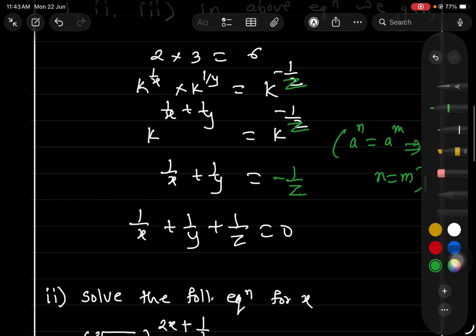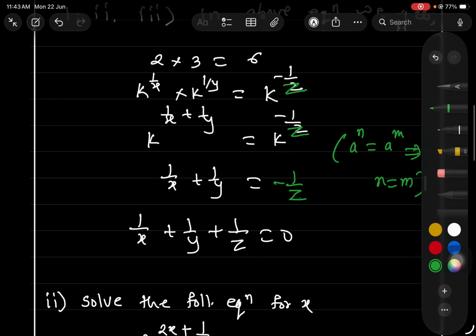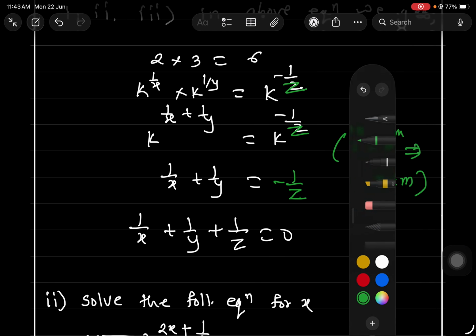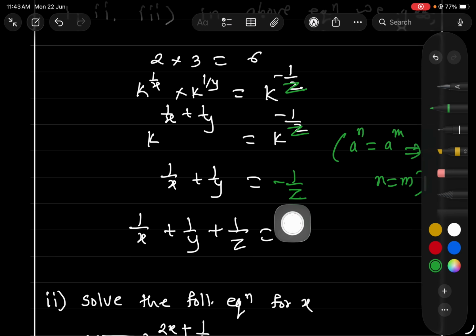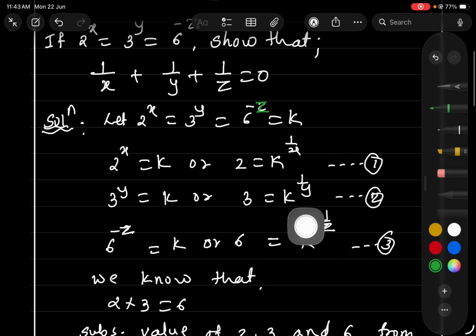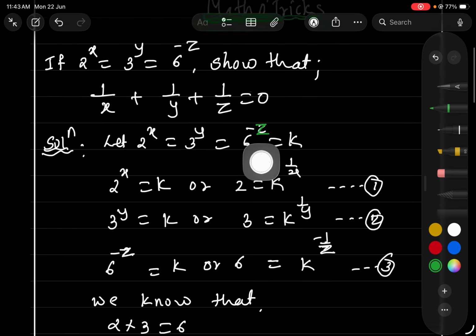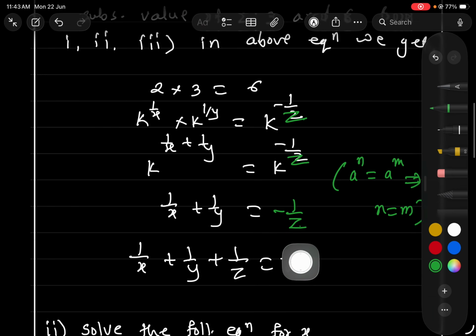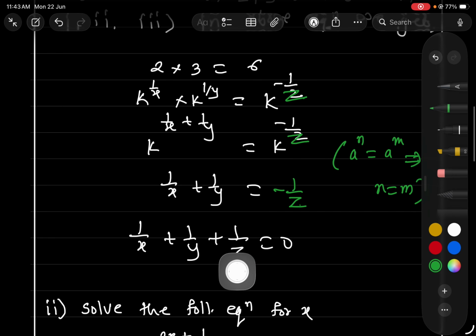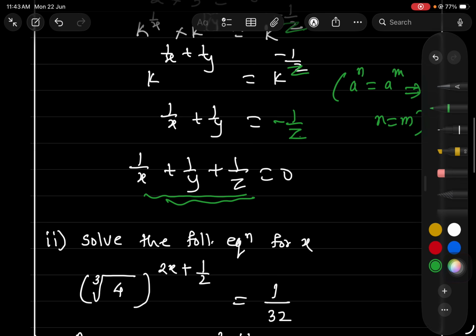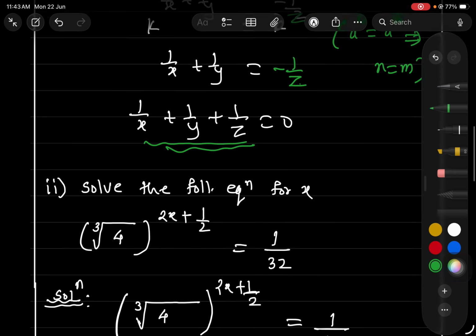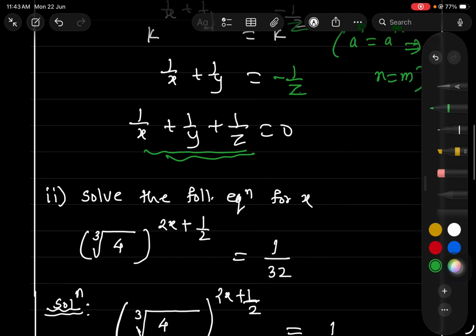So minus 1 upon z, we have to prove that. See here, our question is: 1 upon x plus 1 upon y plus 1 upon z equal to 0. So if we transpose this minus 1 upon z to this side, it will become plus, and this side becomes 0. So very easy, it is proved by solving this. Then we proved that, show that, it is given. So we got this answer, we proved that.